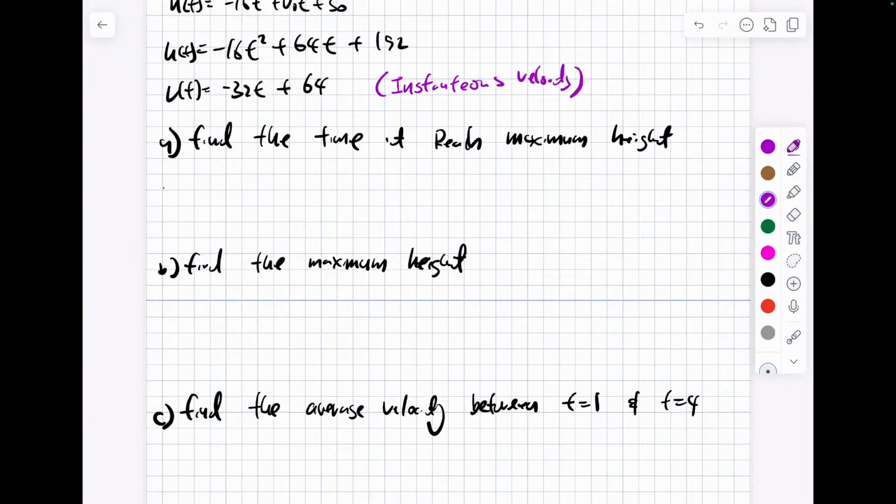Do you guys know the difference between instantaneous velocity and average velocity? What's the difference, Jacob? Average velocity would be like the mean velocity between 1 and 4. And then the instantaneous velocity would just be it at a certain time. So like v1 would just be negative 32 plus 64, but v at t equals 2 would be negative 64 plus 64. Yeah, you're absolutely right. So you are thinking in the right perspective.